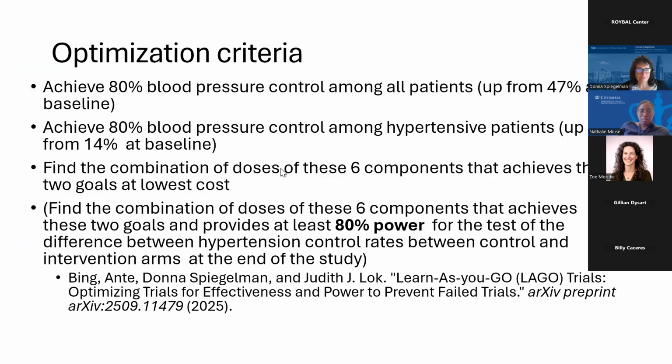So to optimize, we want to achieve 80% blood pressure control among all patients, up from 47%. We want to achieve 80% blood pressure control among hypertensive patients. Now, that could be unrealistic. That's such a huge improvement. The relative risk of this is like 4. We don't usually see relative risks of 4 in studies.